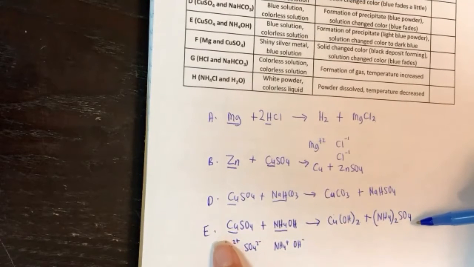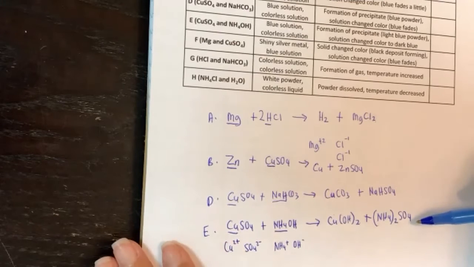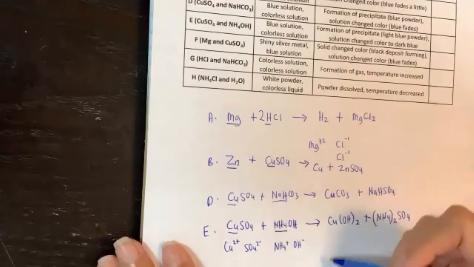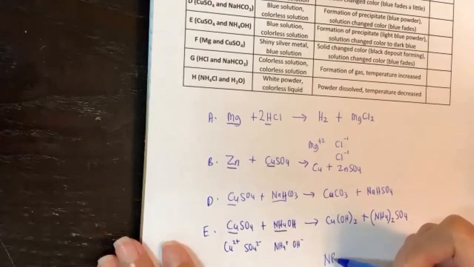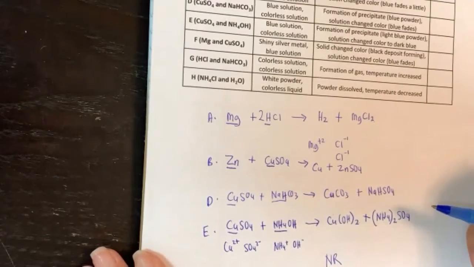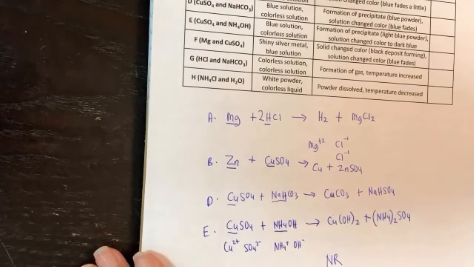Now, there are going to be some that are physical reactions here. So physical change, and you don't have to write a chemical equation. In that case, you would just write NR. NR is for physical changes. Okay? All right. I hope this helps.